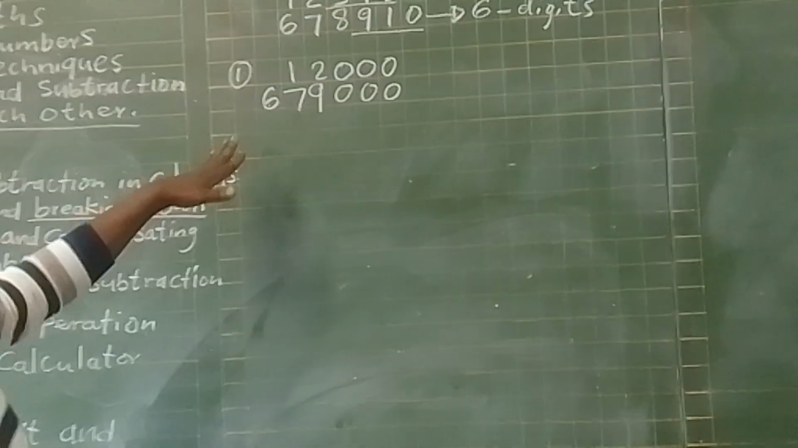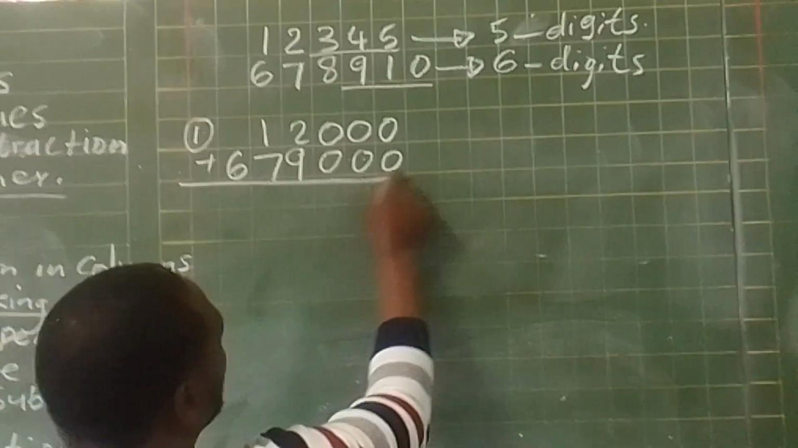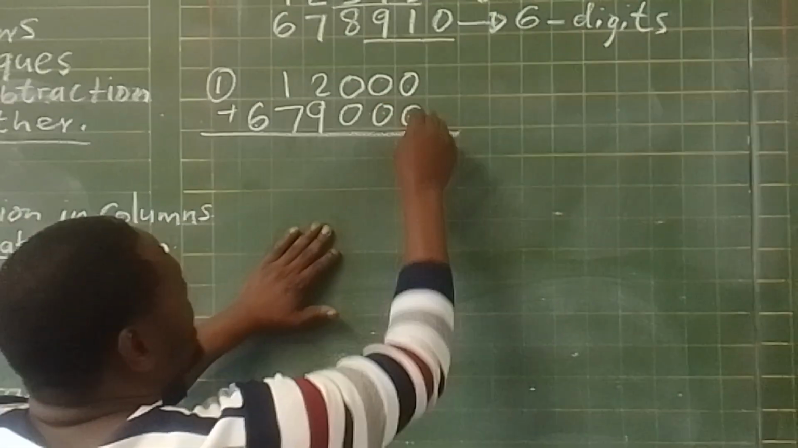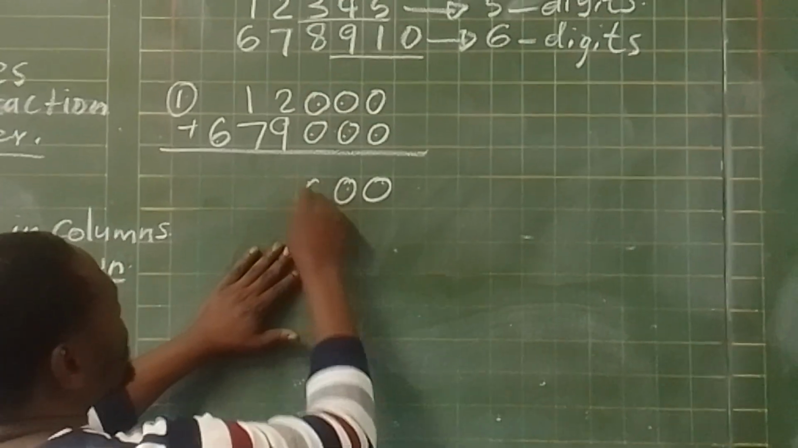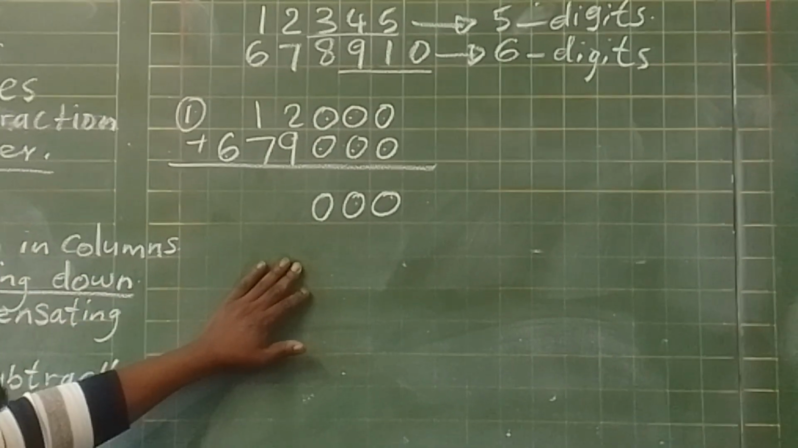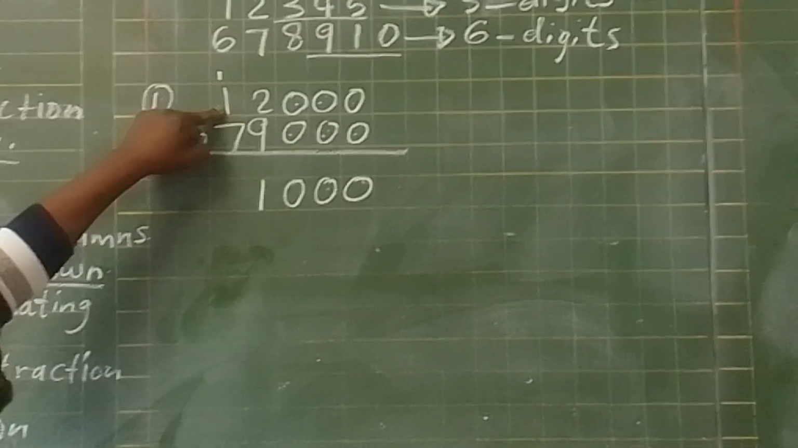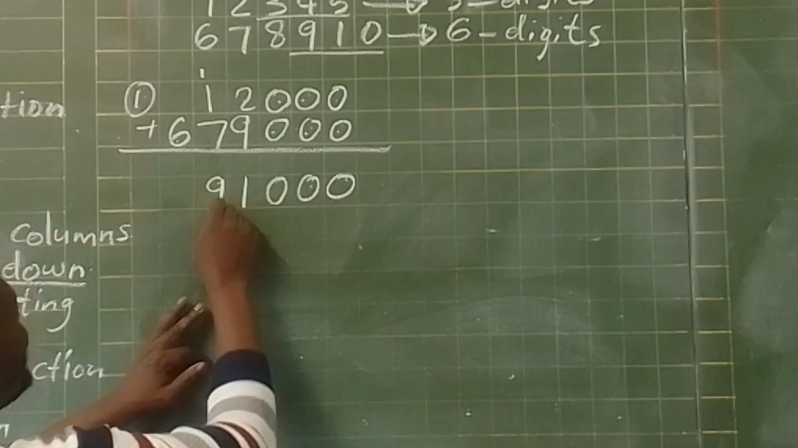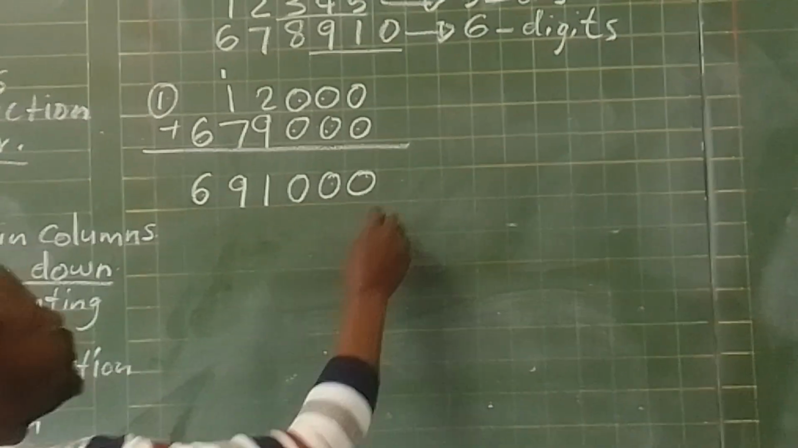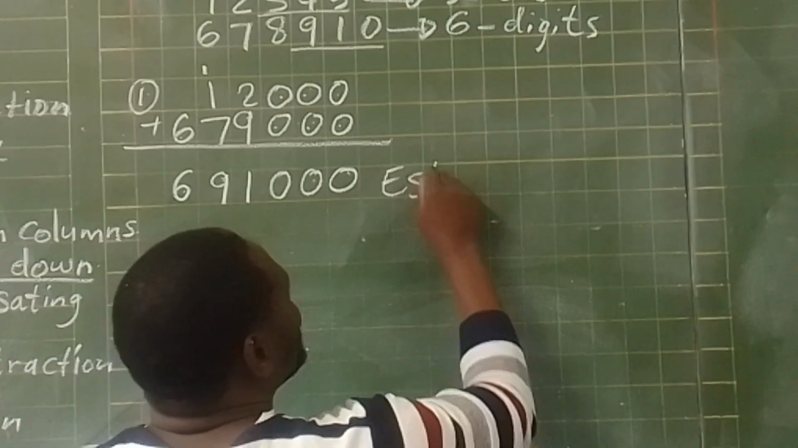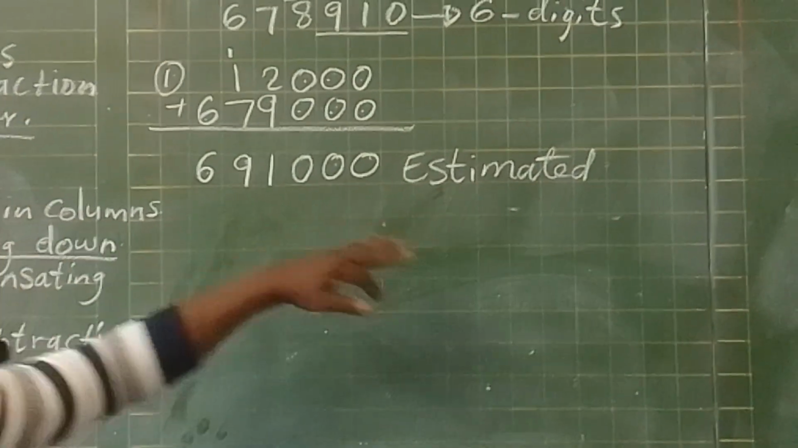So from here, you must add them by estimation. When you add them using the column, 0 plus 0 is 0, 0 plus 0, 0 plus 0, 2 plus 9 is 11. 11, carry a 1. Right? 1 plus 7 is 8, plus 1 is 9. Then 6 plus 0 is 6. This is what you have. You have estimated. The estimated number is this one.